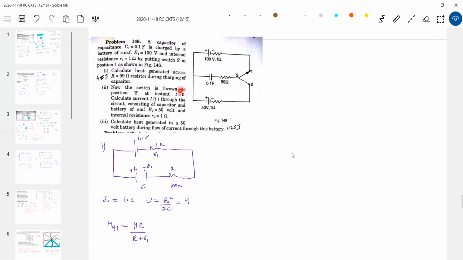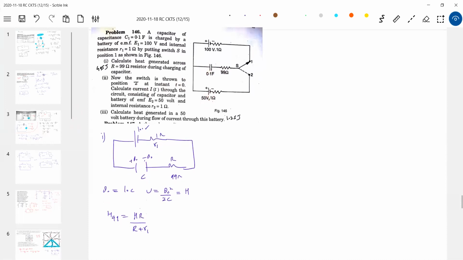Now the switch is thrown to position 2 at an instant t equals 0. Means it got fully charged here. Now it will be thrown to that one. So now here, what is the drop here? It will be 100 volt. But the battery cell is of 50 volt. So just have a small diagram.